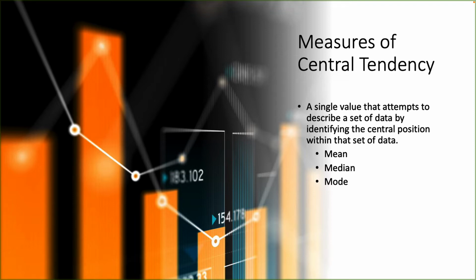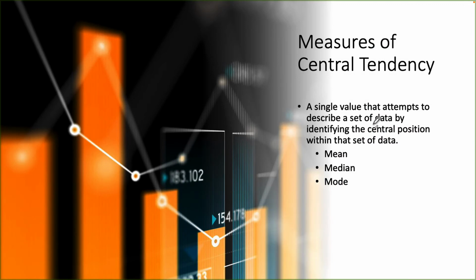Sometimes we also call measures of central tendency measures of central location as well. And this comes under summary statistics. Under this, we've got mean, median as well as mode. So these are the three measures that we have under central tendency. So let's talk about the mean.